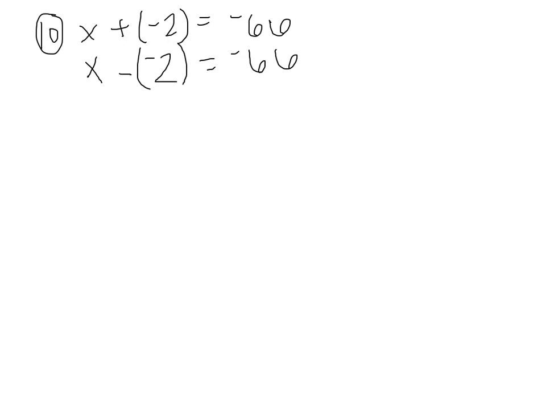So really, subtracting a negative is like adding a positive. So really what I'm doing is I'm adding 2 to both sides. These two cross out, they both make a positive. They are going to make a 0. They're zeroing out. So I have x equals negative 66 plus 2.